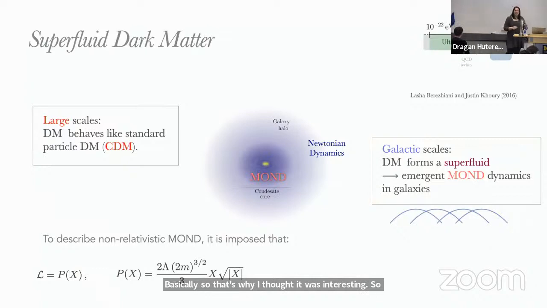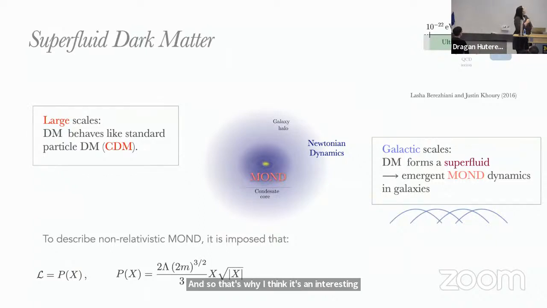But wait, maybe MOND, the way it was done, doesn't work. But maybe there's something interesting there. Maybe they found an empirical relation that makes sense, and we just need to work harder to maybe make dark matter behave like that. And so that's why I think it's an interesting model.